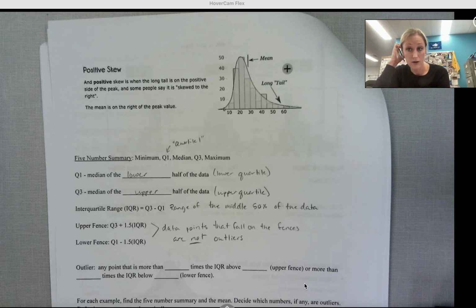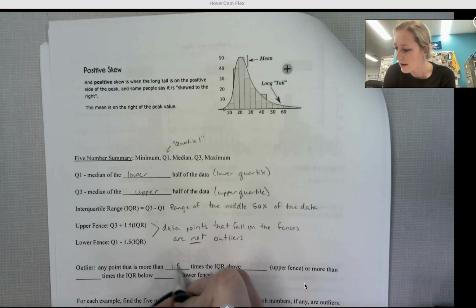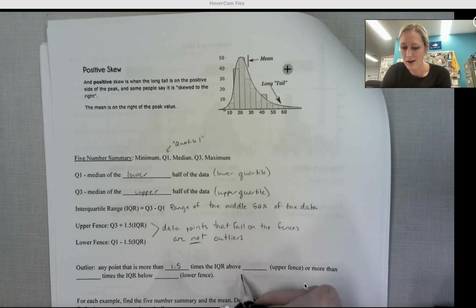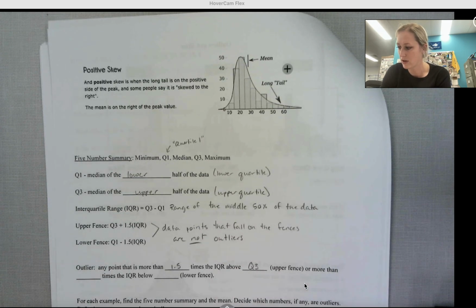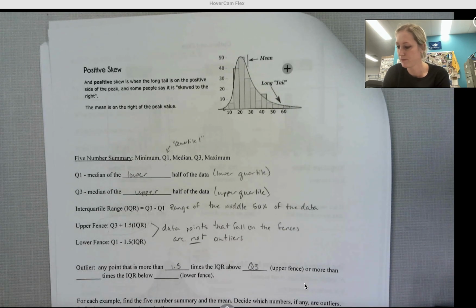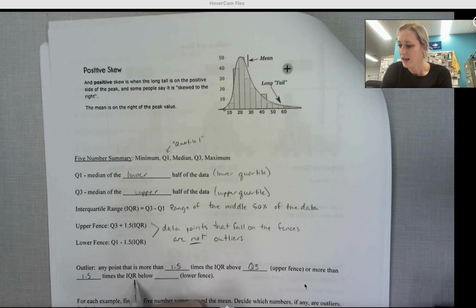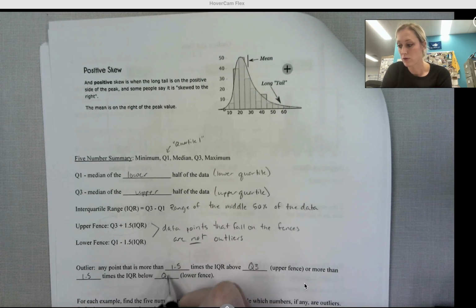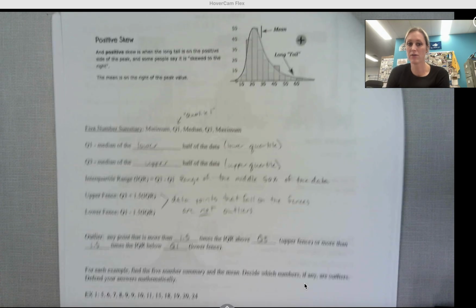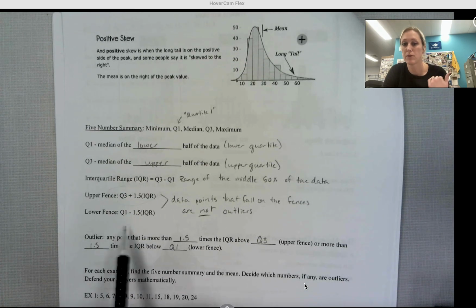Okay, now let's talk more specifically about outliers. So outliers are any point that is more than 1.5 times the IQR above the upper fence, which remember is given to us as 1.5 IQR plus Q3, okay? And then same thing, 1.5 times the IQR below the first quartile, that gives us the lower fence. So outliers are things that are outside those fences, above the upper fence, I should say, and below the lower fence.